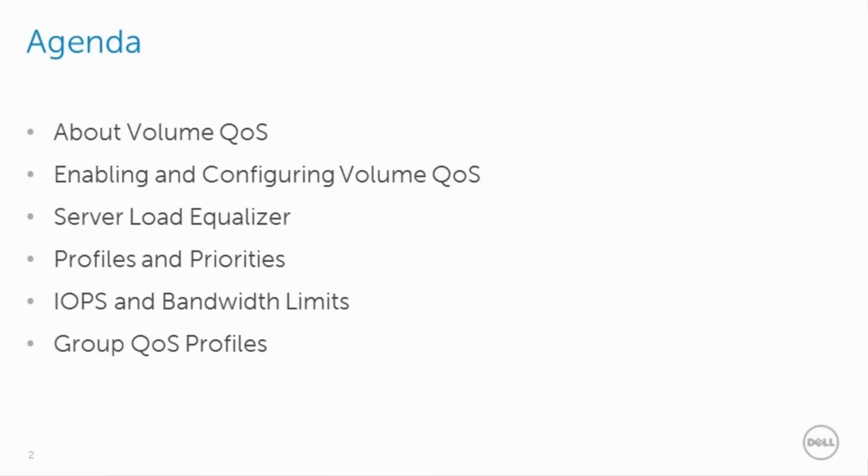Then I will get into showing, enabling, and configuring Volume QoS. I'll show the server load equalizer. I'll show profiles and priorities, IOPS and bandwidth limits, and last but not least, group QoS profiles.